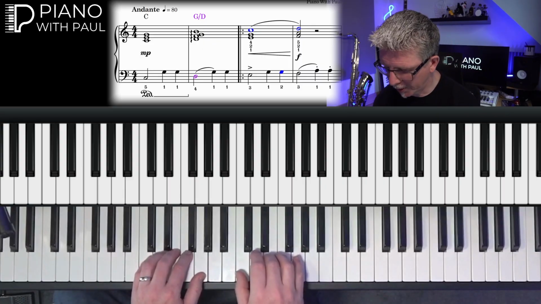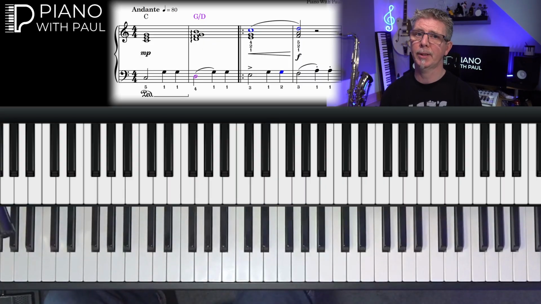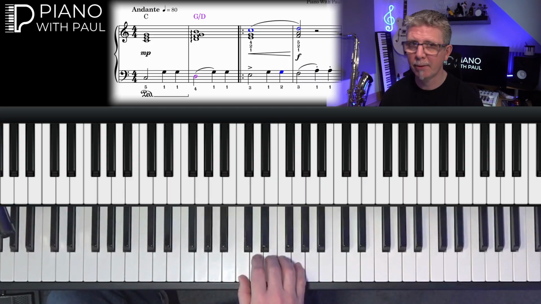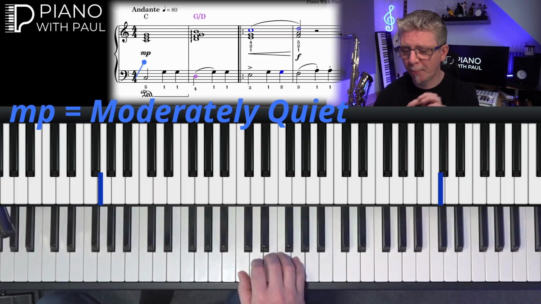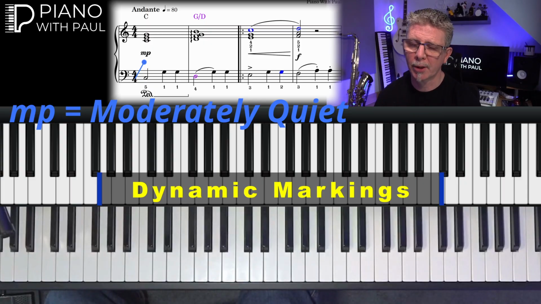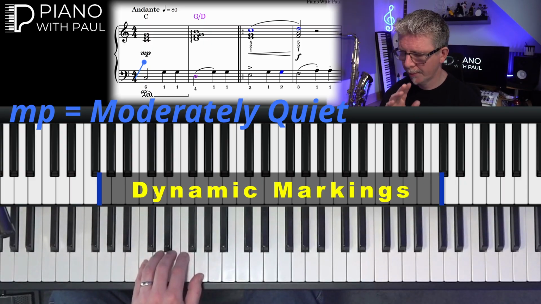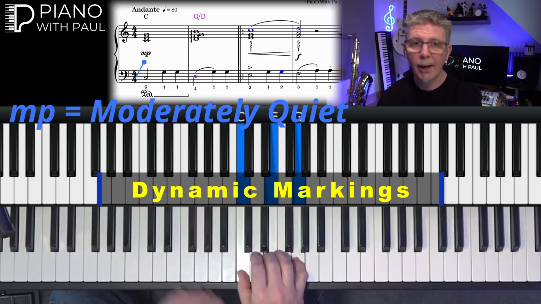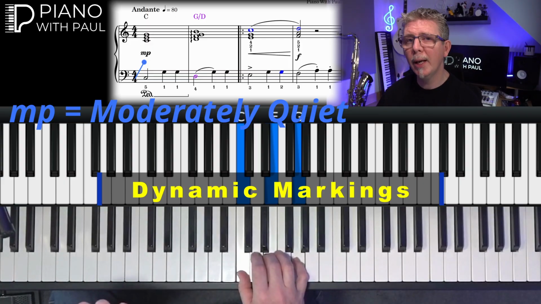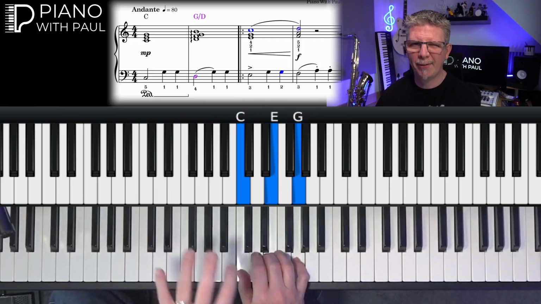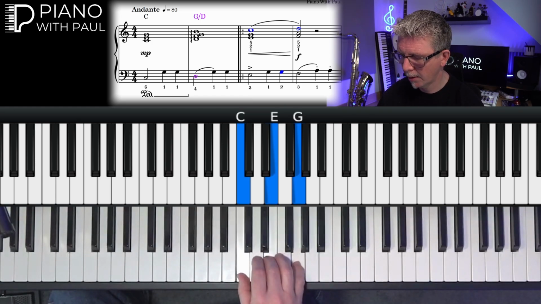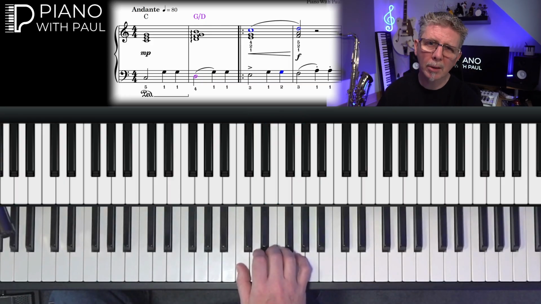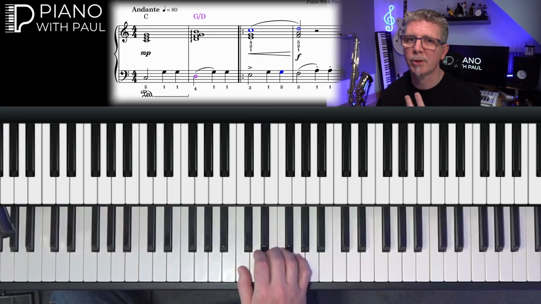So you get a C chord. But how loud do you play the C chord? Do you bash it down or play it so you can hardly hear it? There's an MP, little m, little p, and that's moderately quiet. So if your natural way of playing is that, try and go a little bit quieter than your normal level. But not as quiet as you can play it, because that would be P or double P. So MP, moderately quiet, not too quiet. Make sure it's nice and in place.